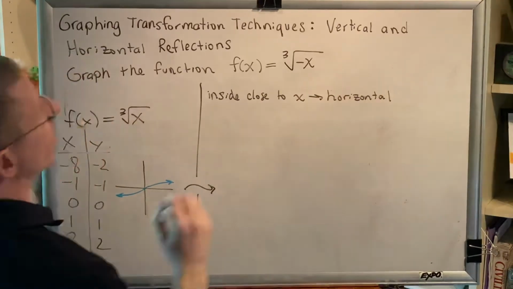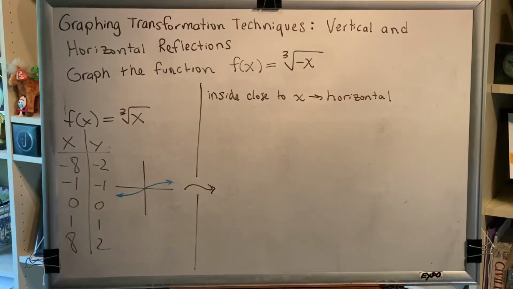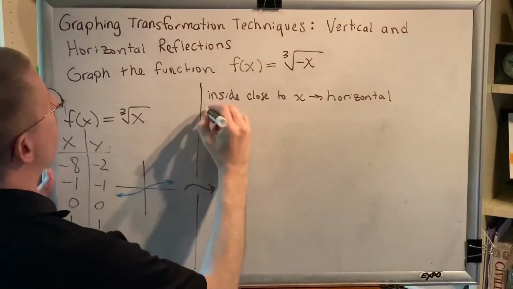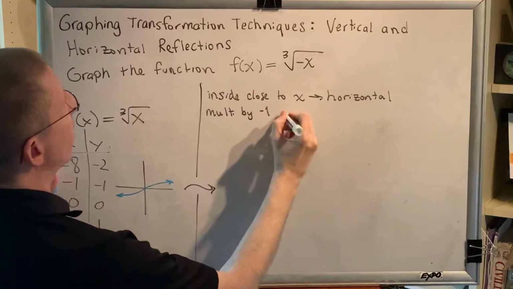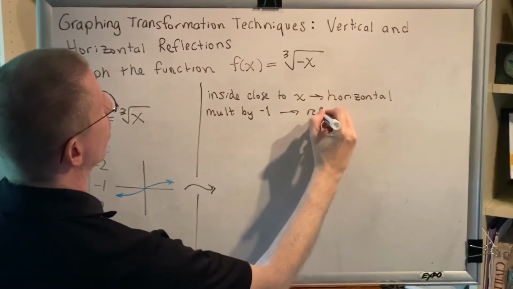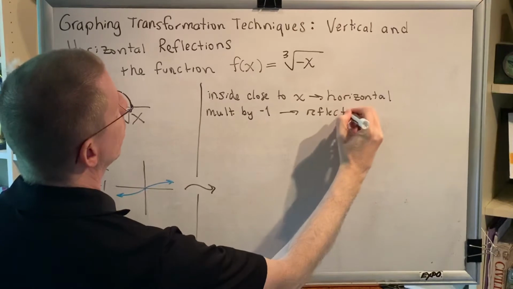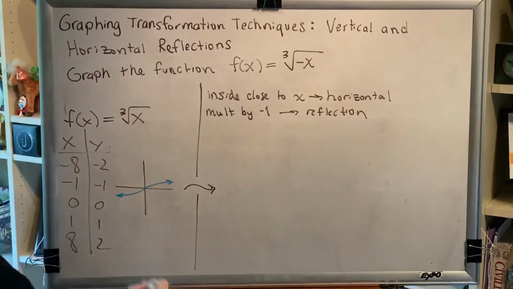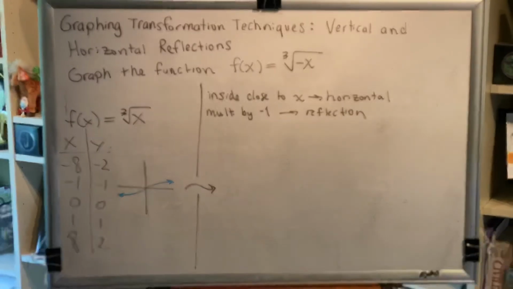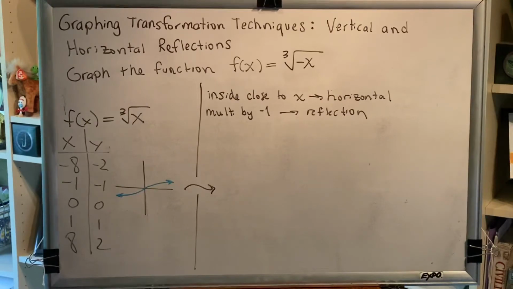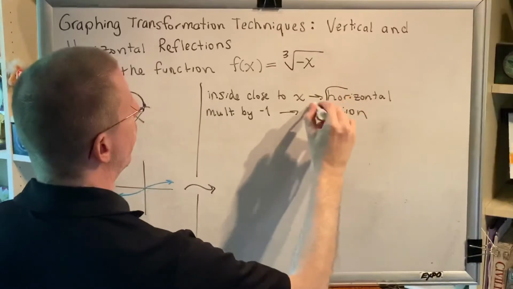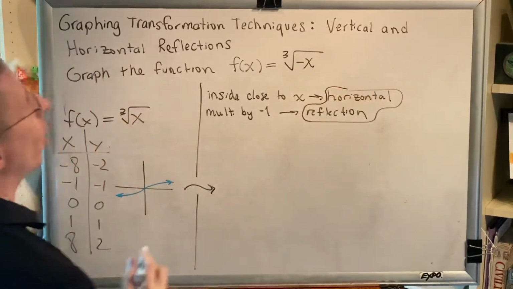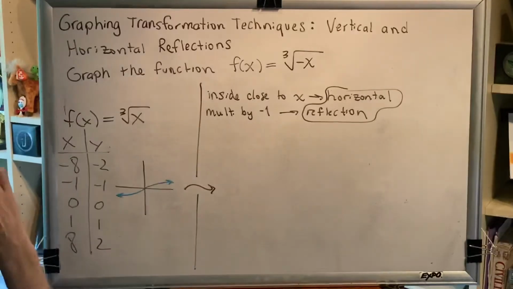Next question we should ask ourselves is, what changed? And that would be this minus. This minus is representing a multiplication by -1. And that is indicative of a reflection. Adding or subtracting is a shift. Multiplying by a positive number is a stretch or a shrink. Multiplying by -1 is a reflection. So in this particular problem, we are dealing with a horizontal reflection.